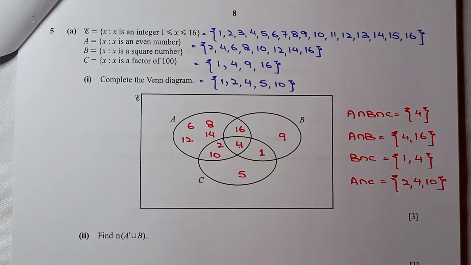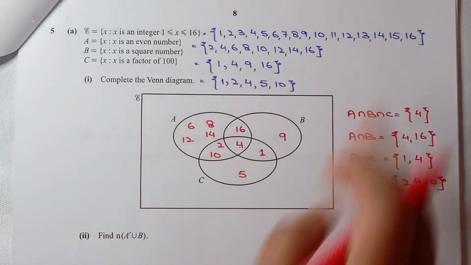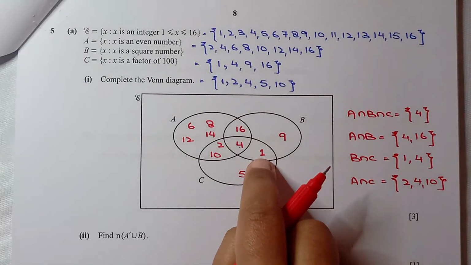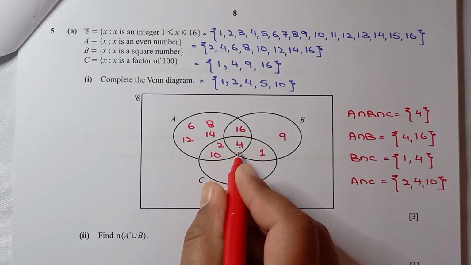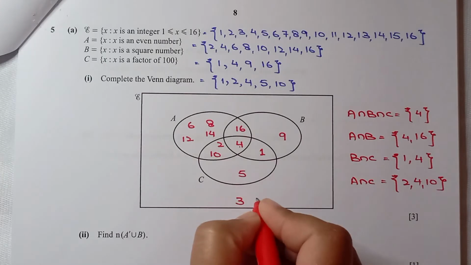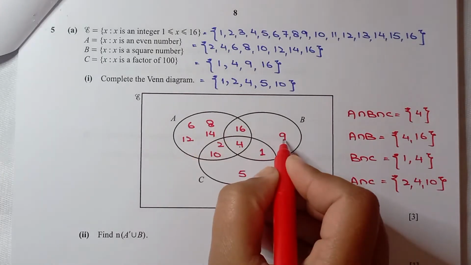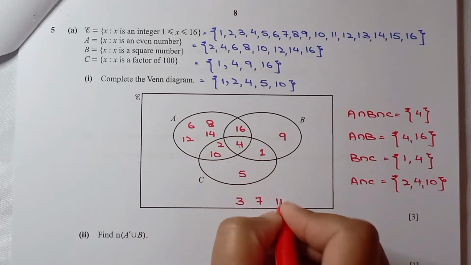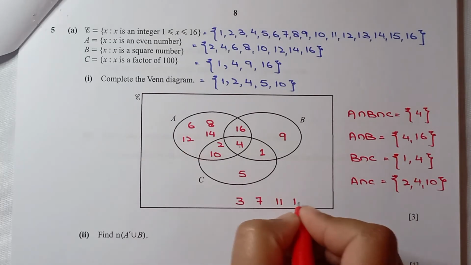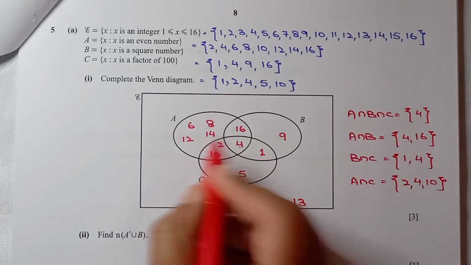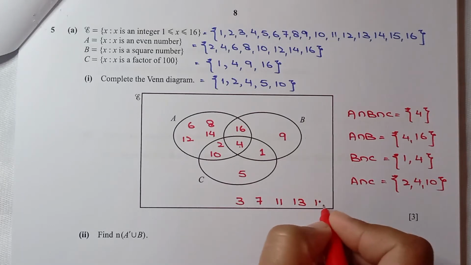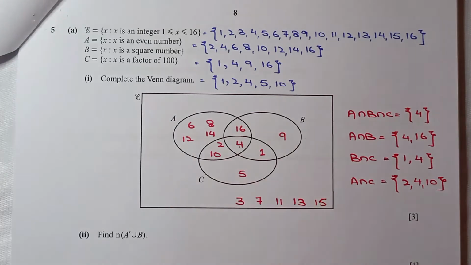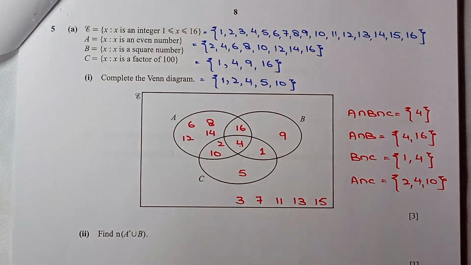Okay, so what is outside from the universal set from 1 to 16? We have 1, 2, 3 is not inside. 4, 5, 6, 7, 8, 9, 10, 11, 12, 13, 14, 15. Is 15 inside? No. And 16. Yes, so we have completed the Venn diagram.